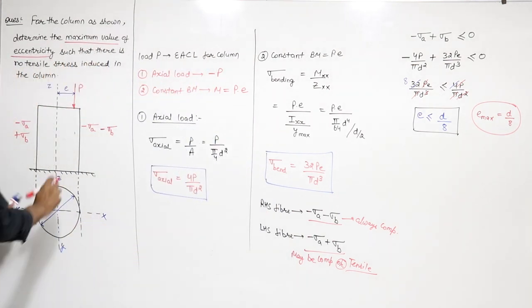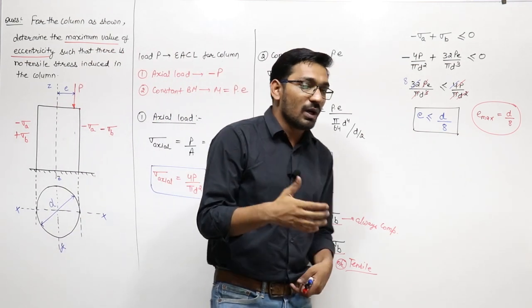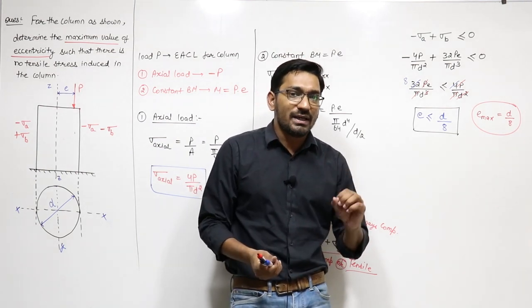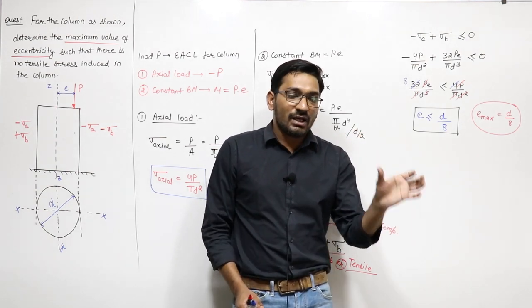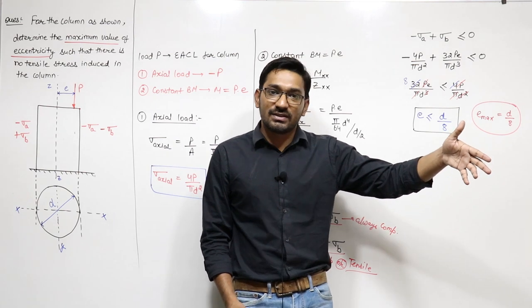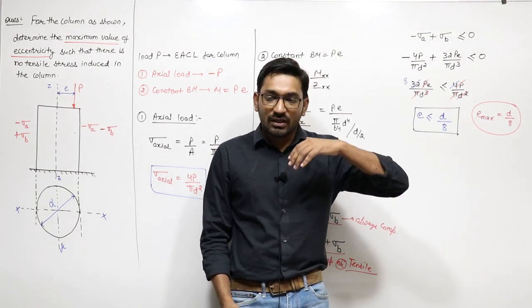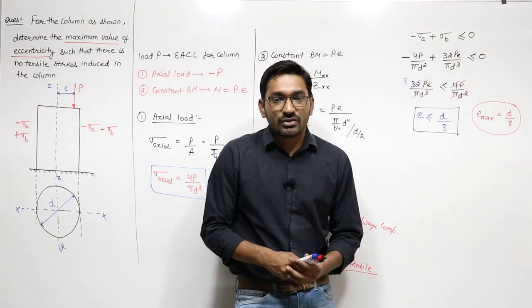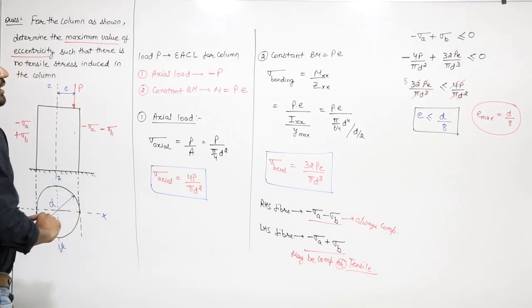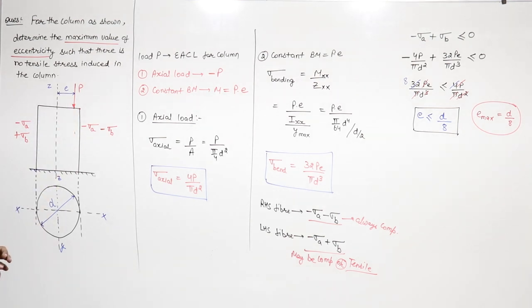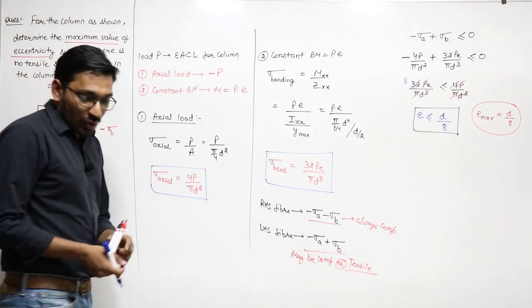So from 0 to D by 8 you can apply load. When you are designing a column, or applying loads on a column, you will always take care that the load will be within this range from 0 to D by 8. If the load is outside this range, say at D by 6 or D by 4 eccentricity, then tensile stress will be induced and there will be a chance that this column will fail. So we always take care that in columns the load is applied between 0 and D by 8, so that there is no failure, right?